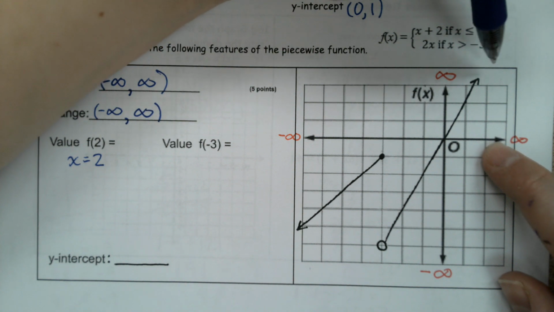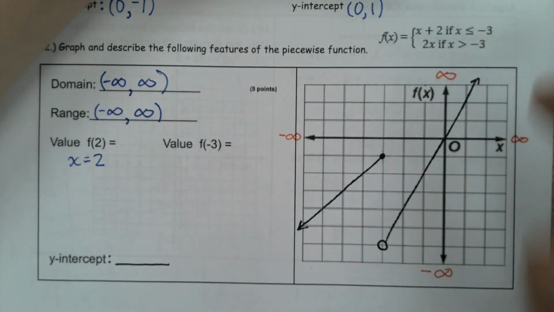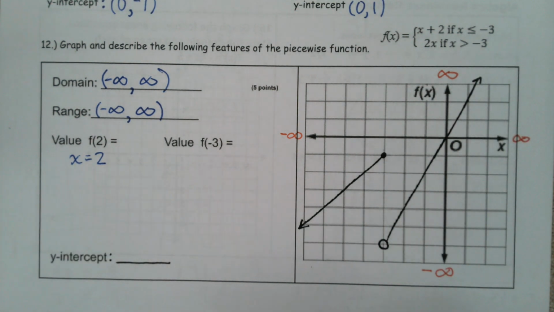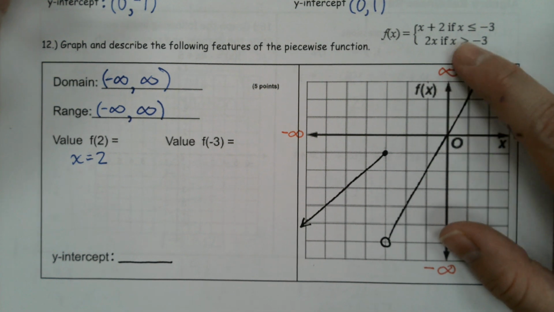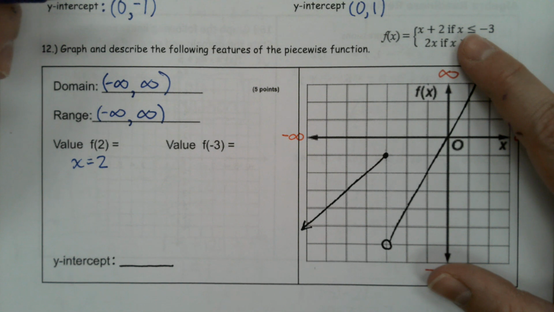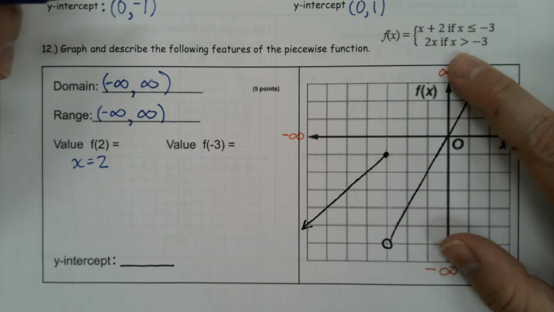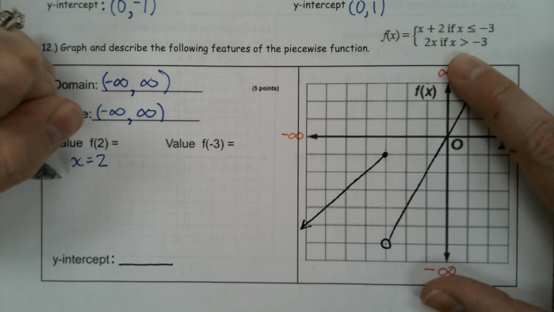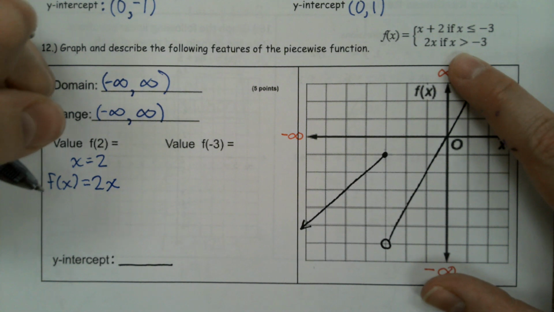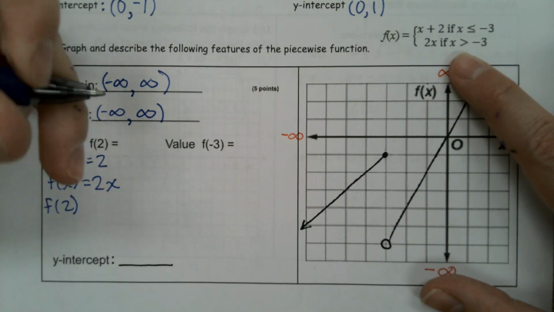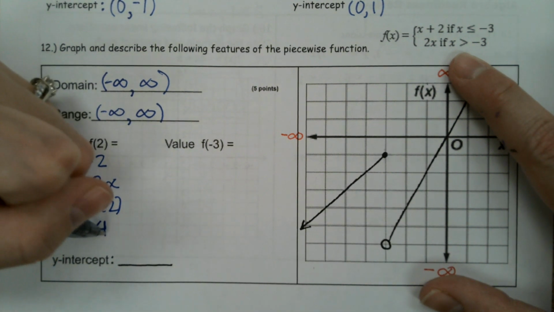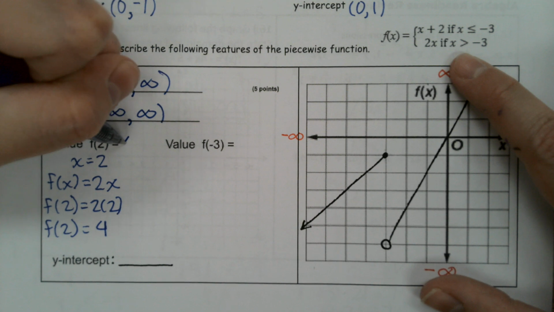And unfortunately, I actually cannot see that, so I'm going to have to use the function. Because if I go up, you can see it's getting there, but hasn't made it there yet, so I can't get a number. All right, let's ask ourselves the questions. Is 2 less than or equal to negative 3? No, it's bigger. Is 2 greater than negative 3? Yes. So we're going to use f of x equals 2x. F of 2 equals 2 times 2. F of 2 equals 4. 2 times 2 is 4.